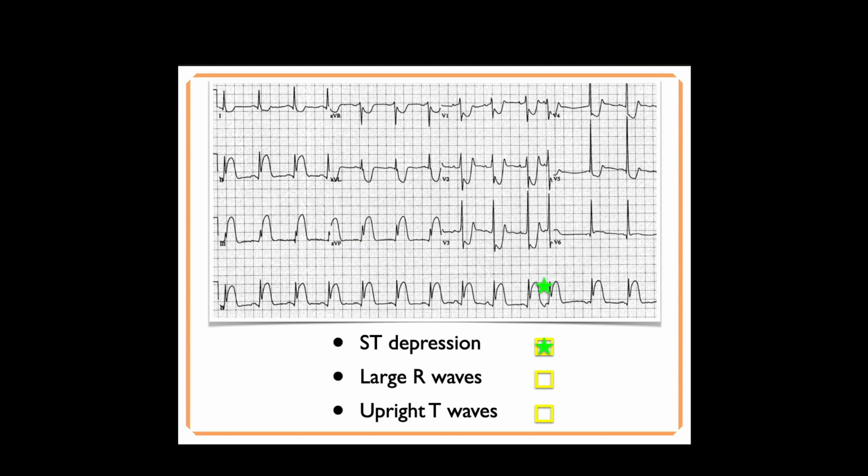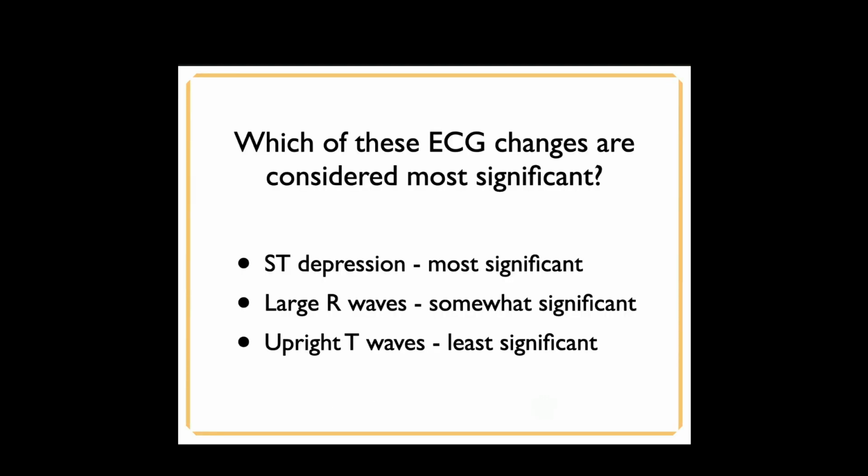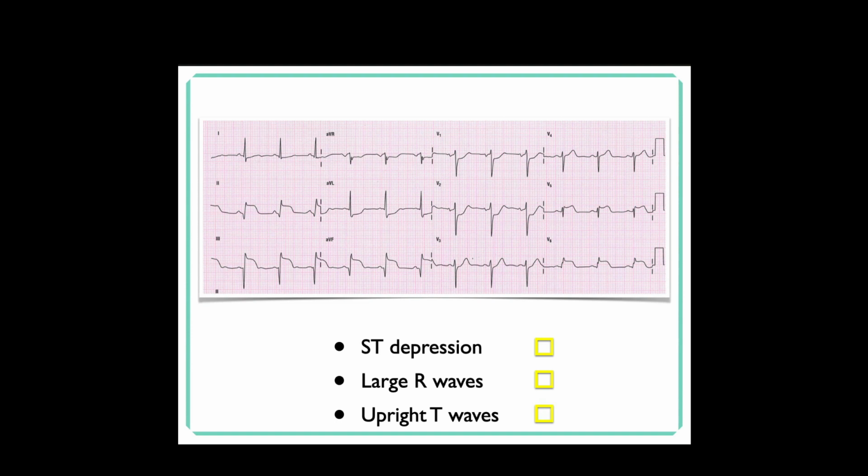And then upright T's. So do we have our true circus pony here? The easiest to see is probably in V2. Do you see upright T's? Yes. Okay, so we got it all here. Doesn't look as circusy as your slide. Well, I think you have to draw the horse around it. Again, I've already said this: ST depression most significant, large R wave somewhat significant, upright T's least significant. Okay, so Koa, you're next here.